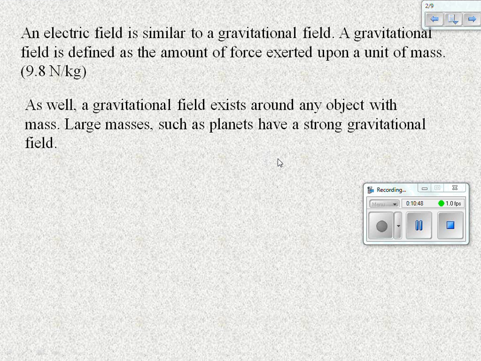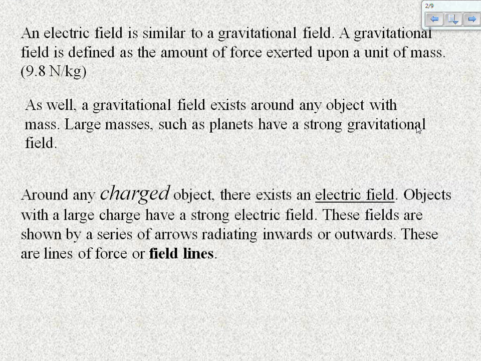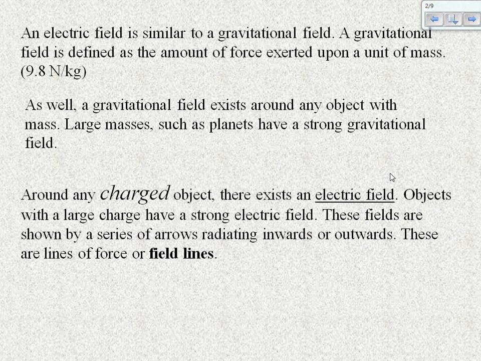Okay. Also, gravitational field exists around objects with mass. Large masses like planets have strong gravitational fields. So they're talking here about gravitational fields before they talk about electric fields, right? Here's the bit about electric fields. Around any charged object, there exists an electric field. Objects with a large charge have a strong electric field. These fields are shown by a series of arrows radiating inwards or outwards, and they are called lines of force or field lines.